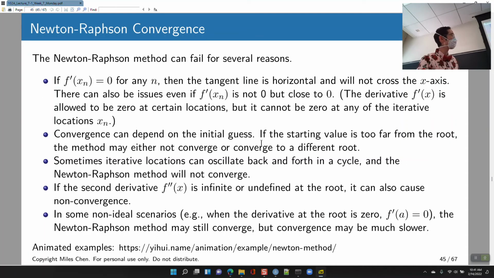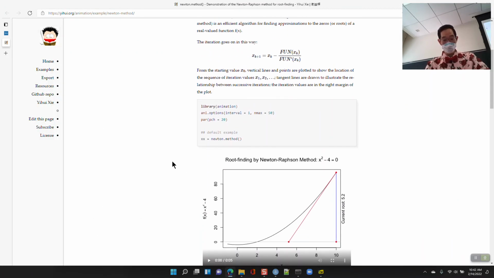If it's too far from the starting root, it might not converge at all. It might converge to a different root. Sometimes you can get stuck in a cycle, and the Newton-Raphson method is not going to converge. If the second derivative is infinite or undefined at the point, it can also cause non-convergence. And so here are some examples of this.